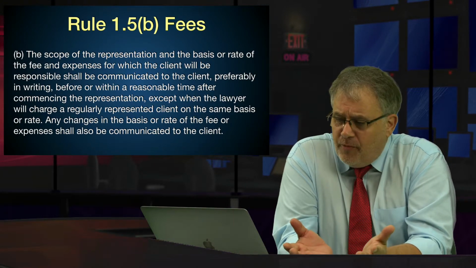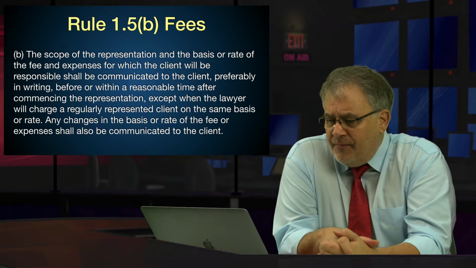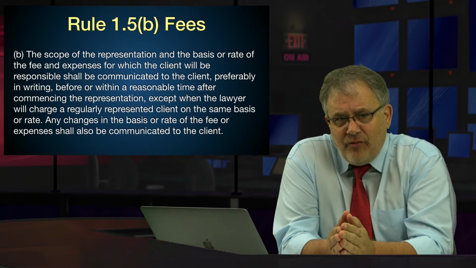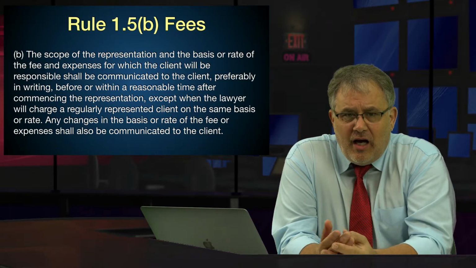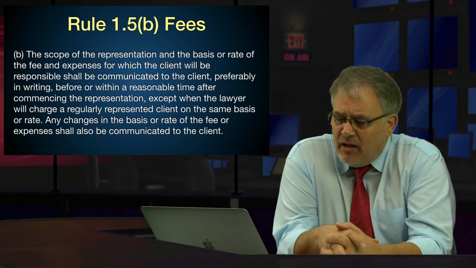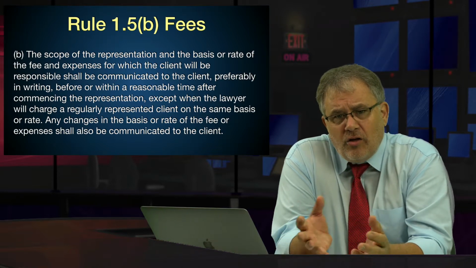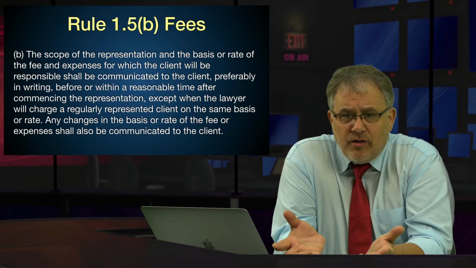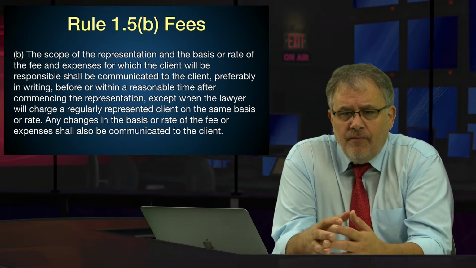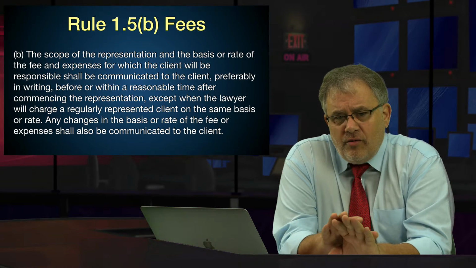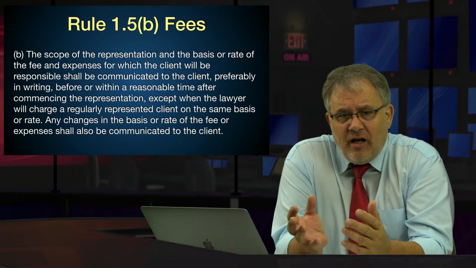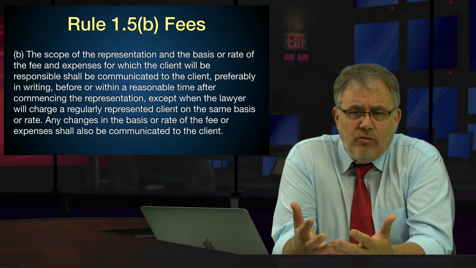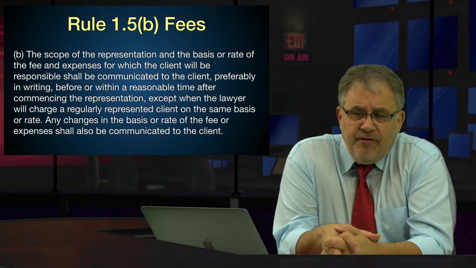Now, I can look at the scope of representation and the basis of the rate, and I've got to tell the client what they're going to be charged. I have to inform the client. We should do it in writing within a reasonable time after beginning the representation, unless I'm going to charge a regularly represented client on the same basis or rate. So in other words, if it's a long-term client and I have an hourly rate, the client knows what that rate is, I don't have to go into that amount of detail. But if it's a first-time client, or if it hasn't been made clear in the scope of representation, I have a duty to get that done and out of the way quickly, and I have a duty to inform of any changes in the fee or expenses.